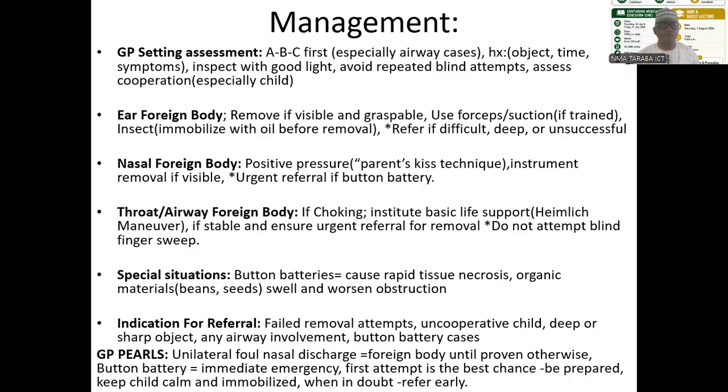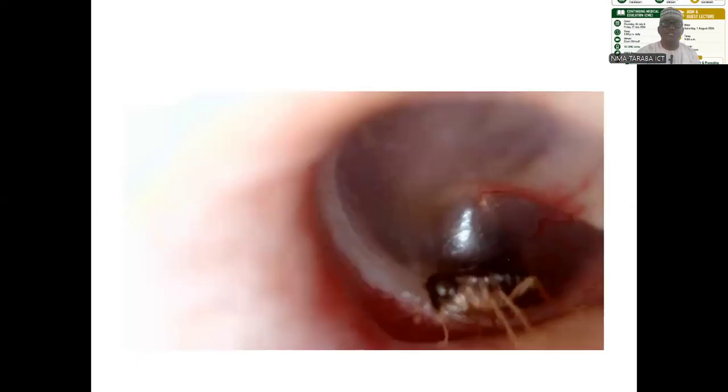The general practitioner pearl here is that any unilateral foul-smelling nasal discharge is a foreign body until proven otherwise. Button battery is an emergency and needs immediate attention. First attempt is the best chance, so be prepared to keep the child calm and immobilized. When in doubt of what you can offer, please refer these patients early.